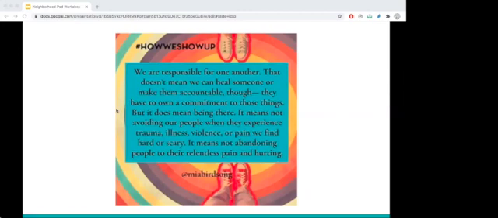That doesn't mean we can heal someone or make them accountable, though. They have to own a commitment to those things, but it does mean being there. It means not avoiding people when they experience trauma, illness, violence, or pain that we find hard or scary. It means not abandoning people to their relentless pain and hurting.